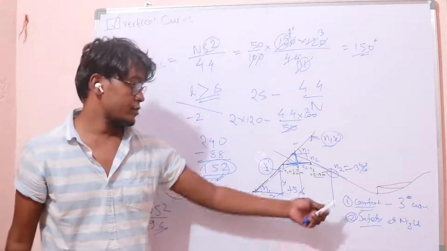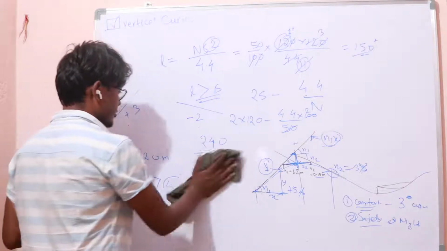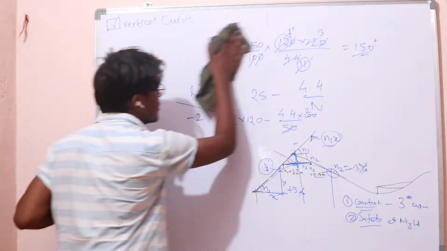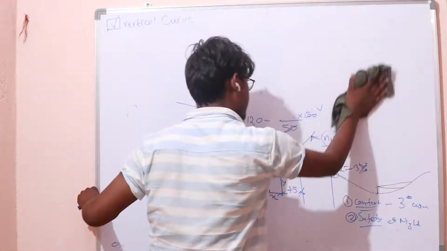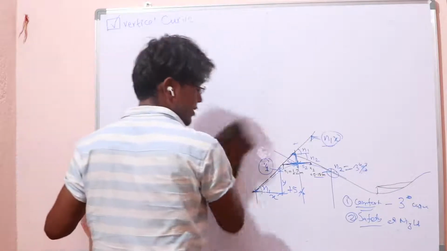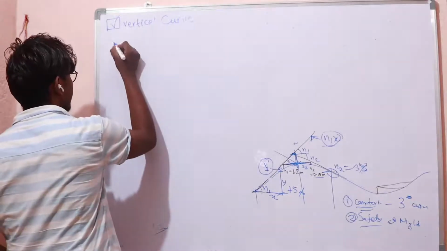Now we will derive the equation for the valley curve. We use two criteria for the valley curve. The first criterion is the comfort criterion. The second criterion is the safety criterion. The first criterion, the comfort criterion, for the valley curve.